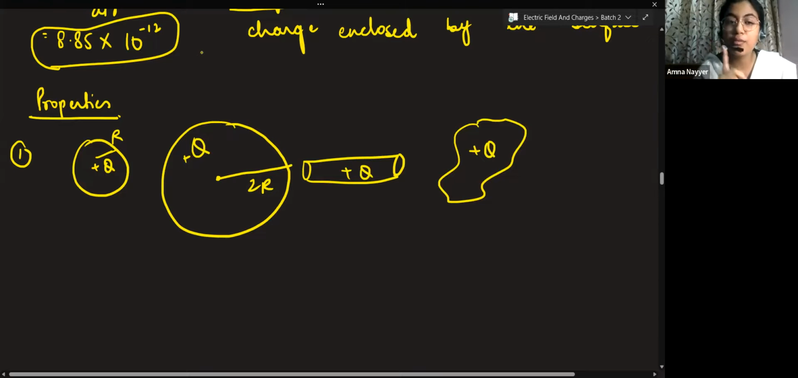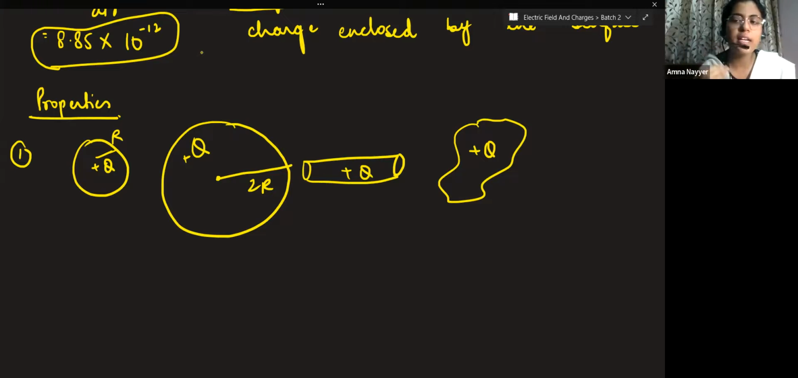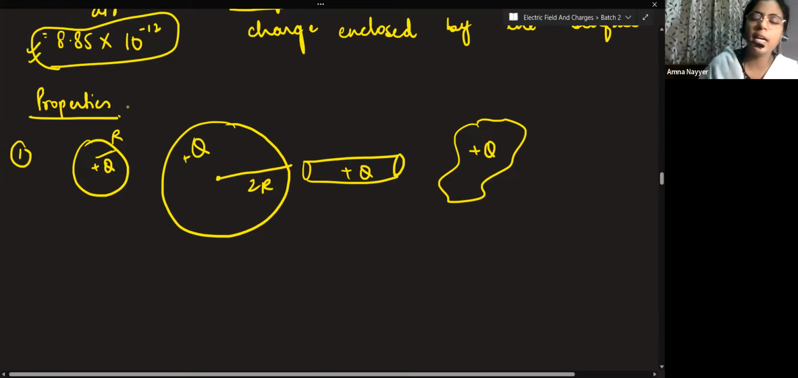What is flux according to Gauss law? Flux is charge divided by epsilon naught. Epsilon naught is a constant that we know, 8.85 into 10 to the power minus 12. Charge is same in all of them. So will the flux be different or same?